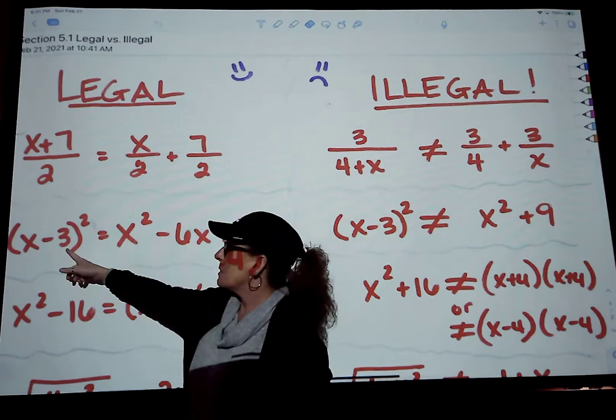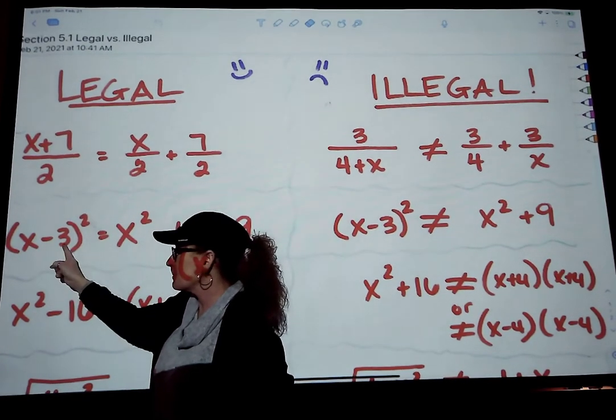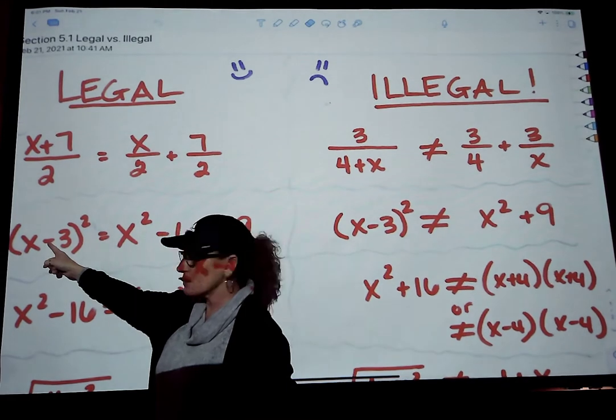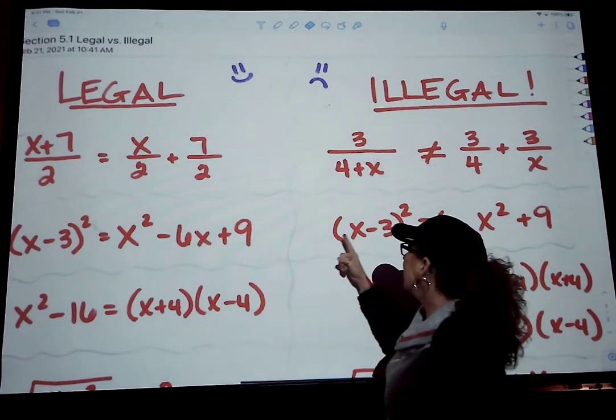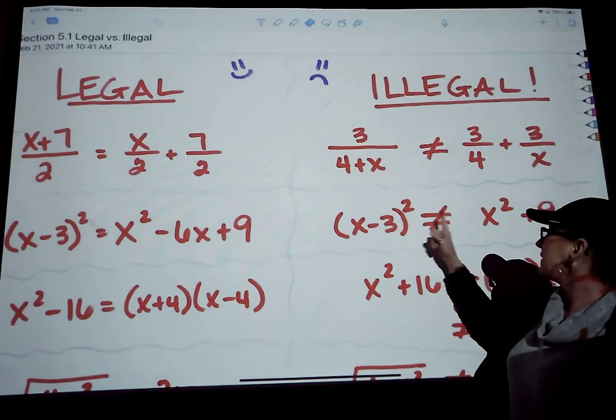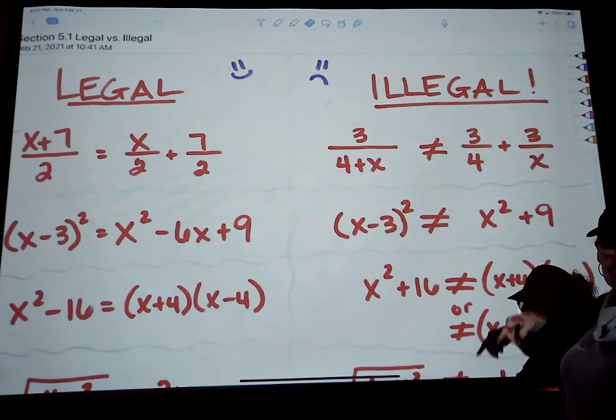All right. Remember when you square a binomial, two terms separated with addition or subtraction, you have to FOIL it. You can't just drop the 2 on the x and drop the squared on the 3. That's illegal.